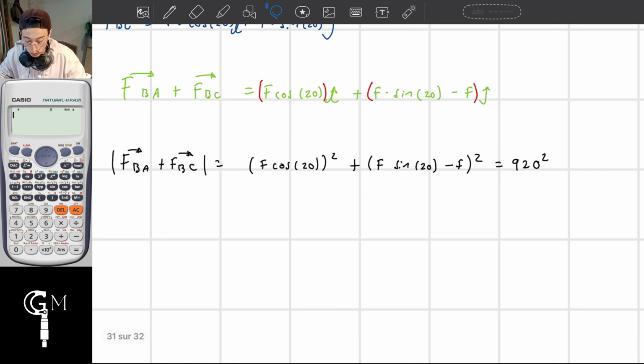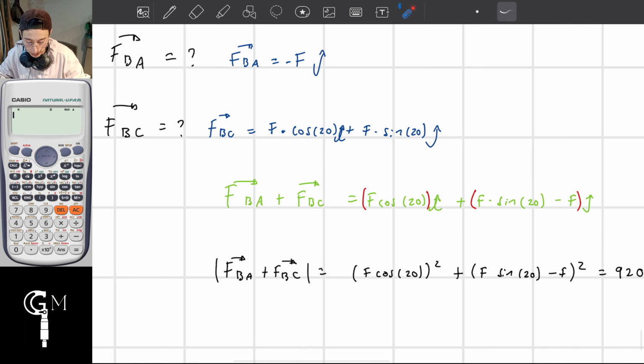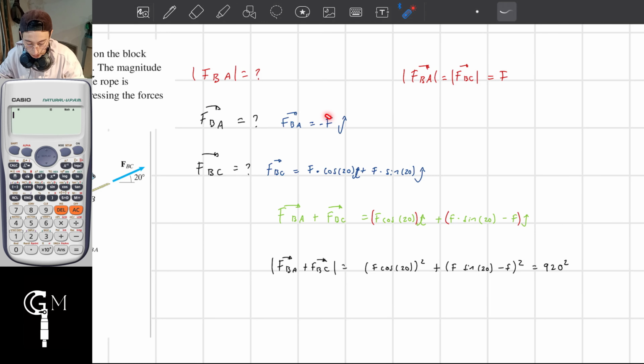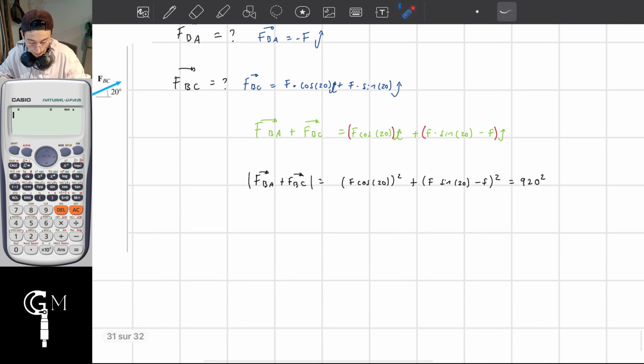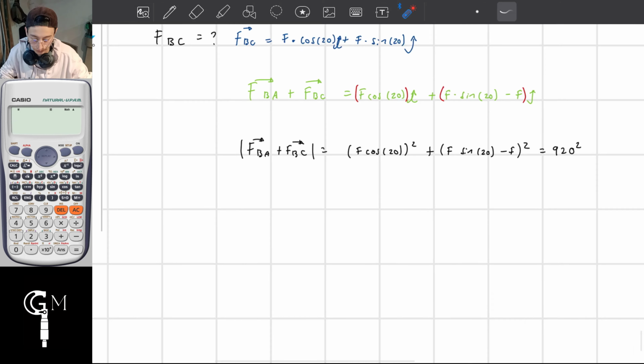Alrighty, I'm going to start playing with this equation to solve for F and basically determine the magnitude, which is what the exercise is asking. There are two possibilities. You can do it with the calculator using the solve button, or you can do it manually. I'm going to do it manually, and then I'm going to confirm that answer on the calculator.